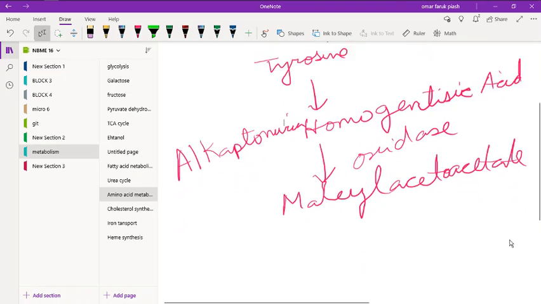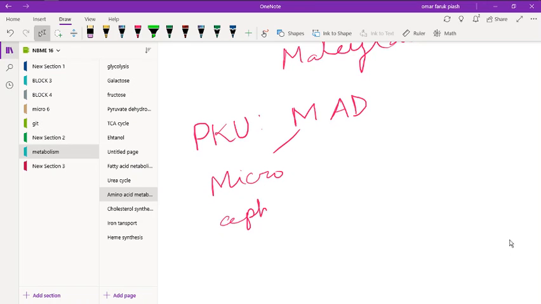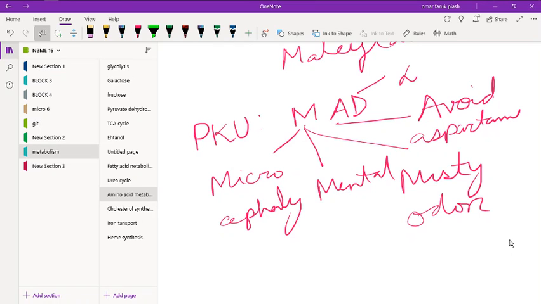Okay, now in PKU, that means phenylketonuria, you can remember the key points by remembering this mnemonic: MAD AD. That means microcephaly, mental retardation, and musty odor or mousy odor, and avoid aspartame, and diet low in phenylalanine, and diet important in pregnancy. These are the important key points you have to remember regarding phenylketonuria.